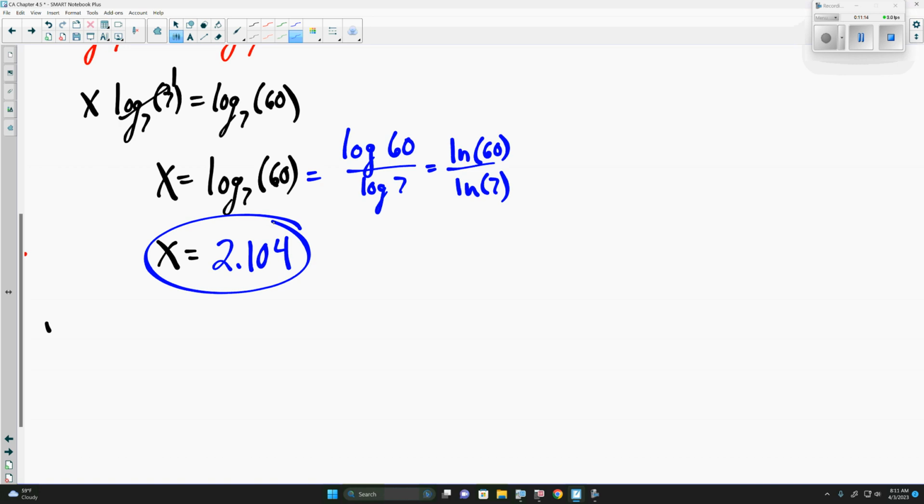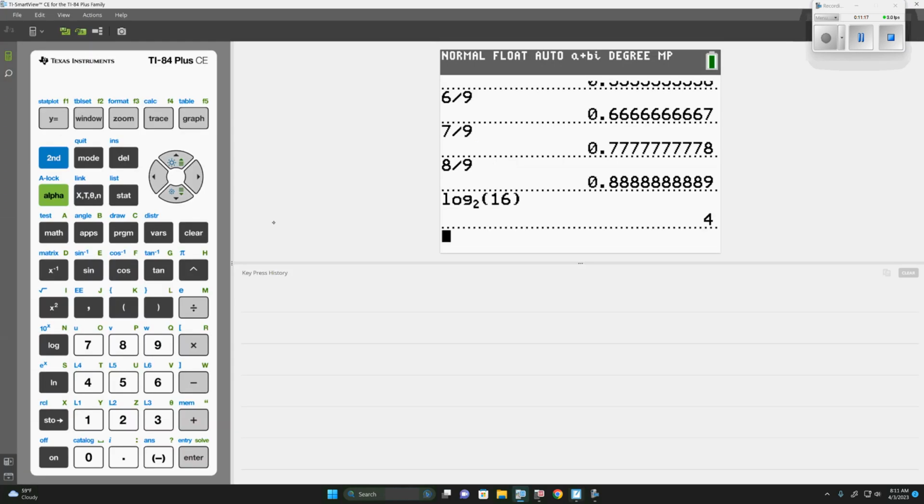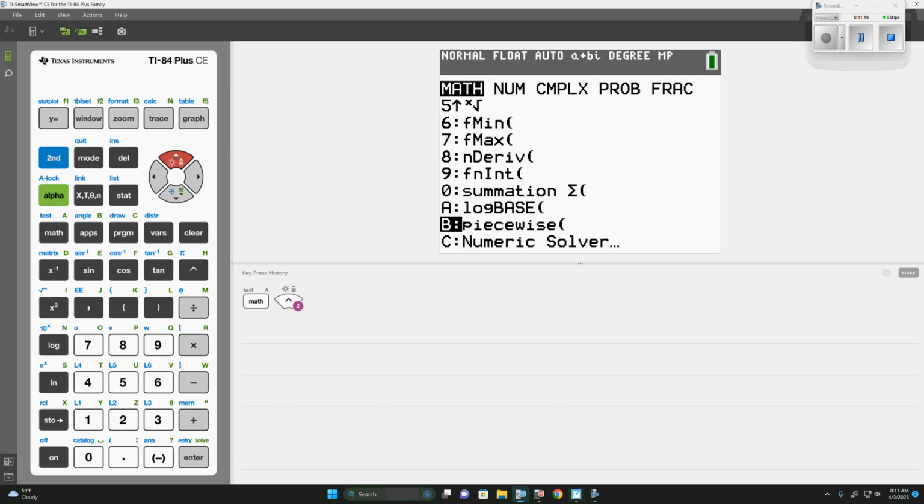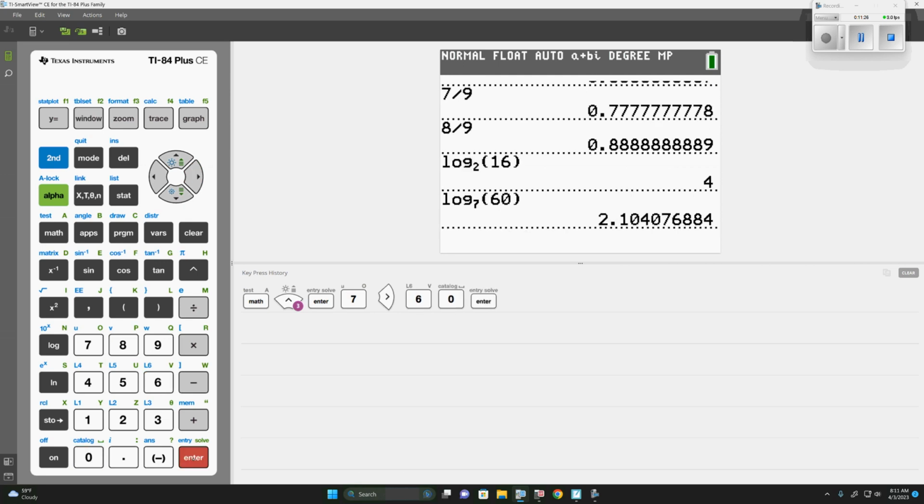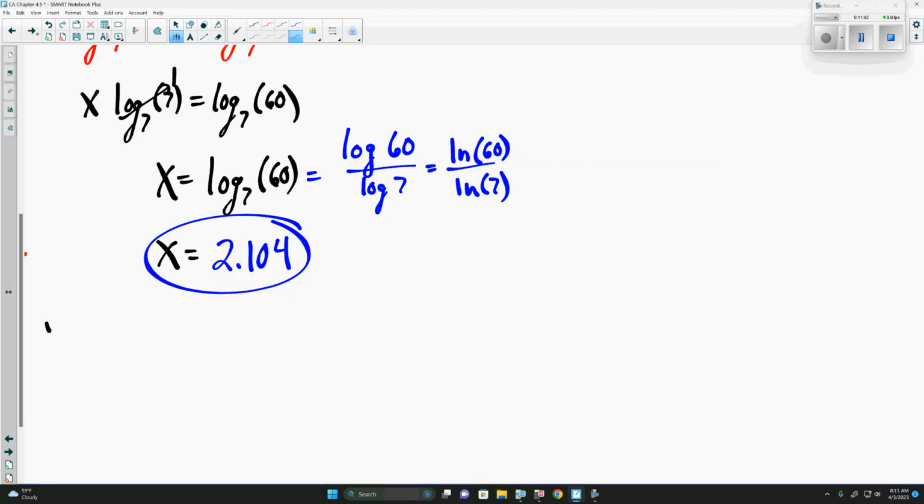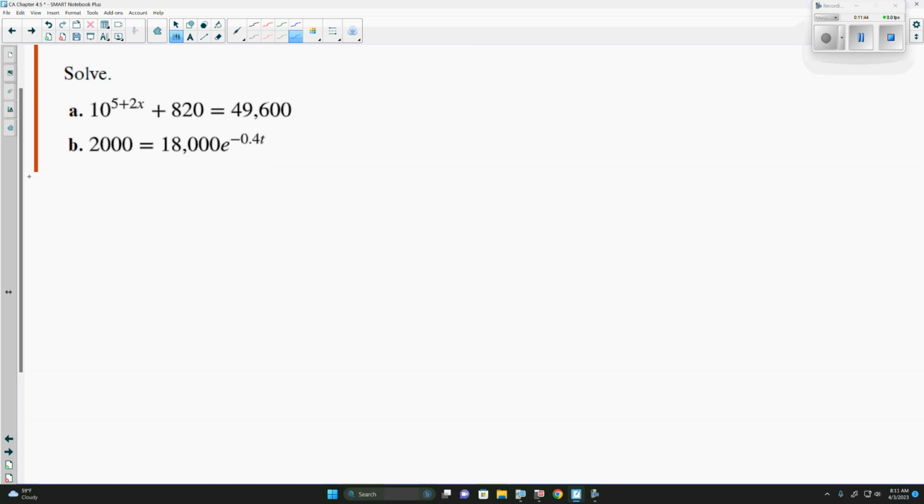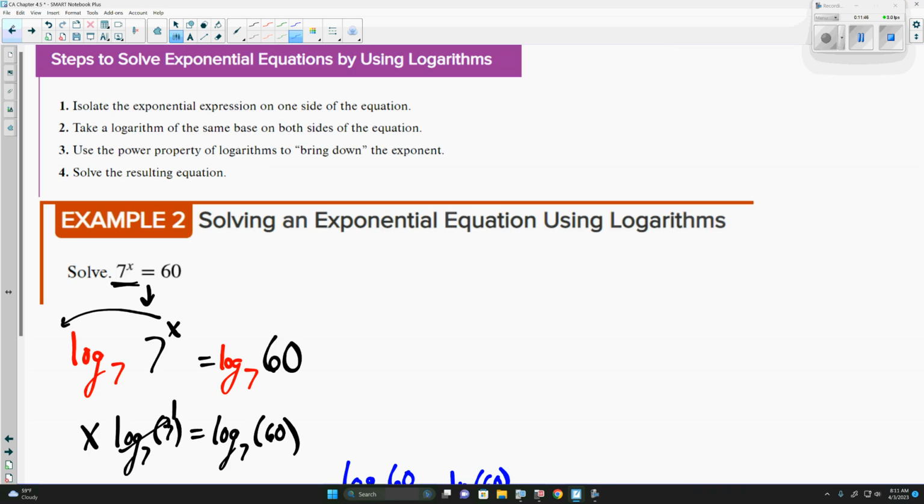Now the other method for plugging it in is in the graphing calculator, because we can go math up to log base 7 of 60. We get the exact same thing, 2.104. And that's it. Questions on any of this here? Okay.